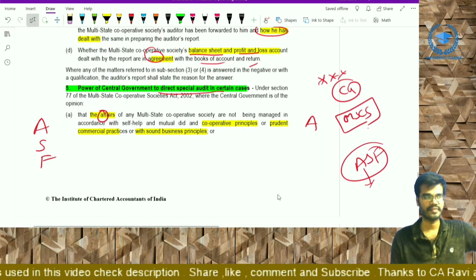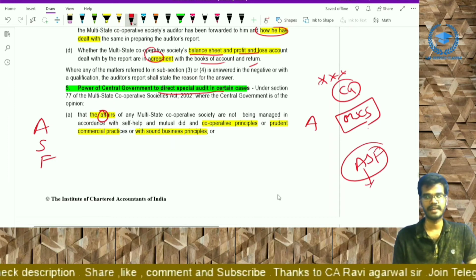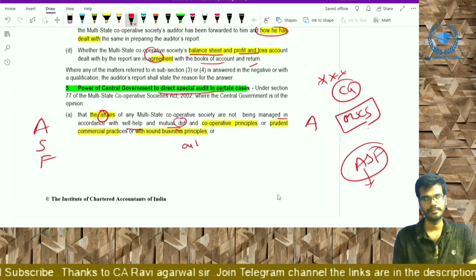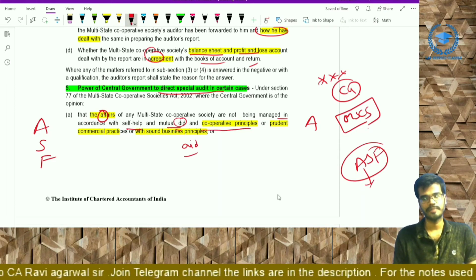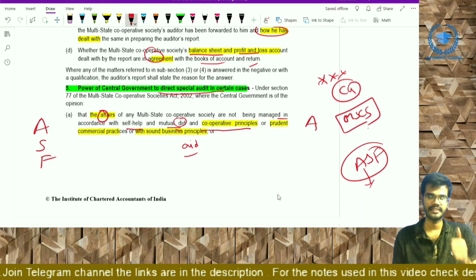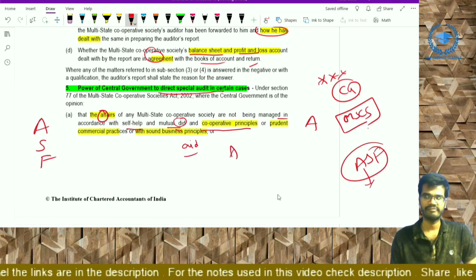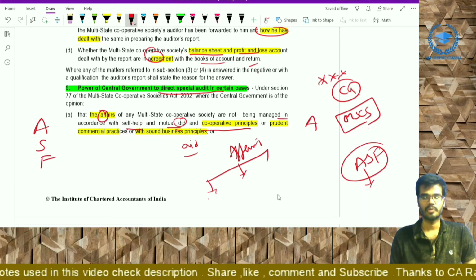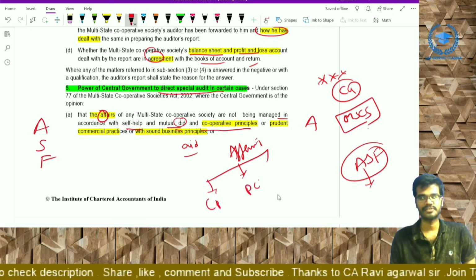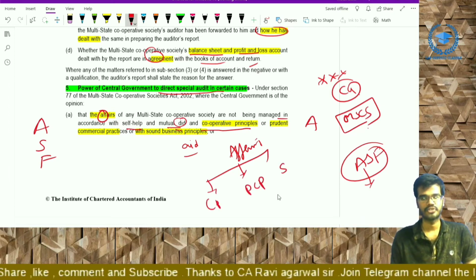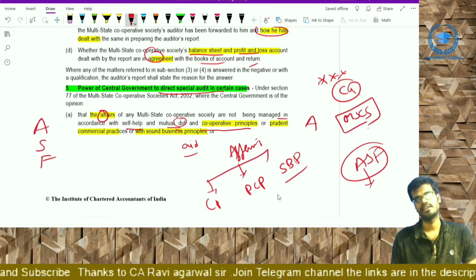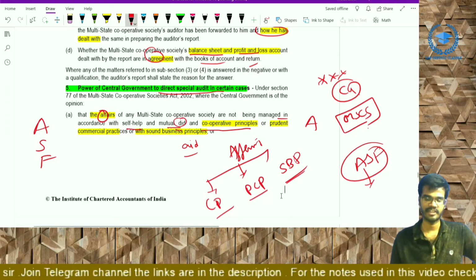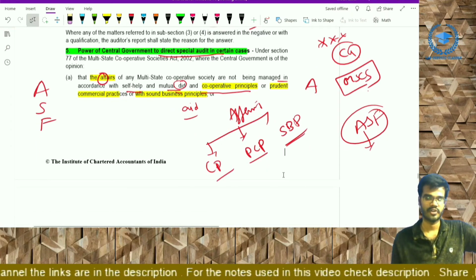The first one is the affairs of the multi-state cooperative societies are not being managed in accordance with self-help and mutual aid, cooperative principles, prudent commercial practices, and sound business principles. What are affairs not managed? 3 are important: cooperative principles, prudent commercial practices, sound business principles, right? Then the central government can order a special audit.